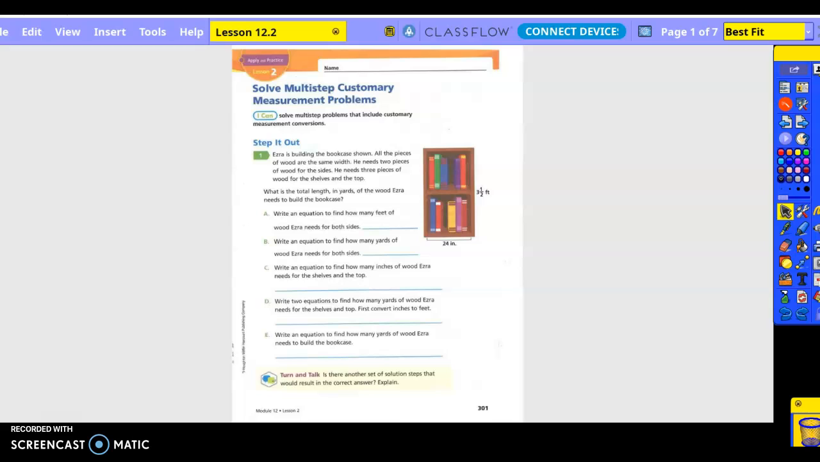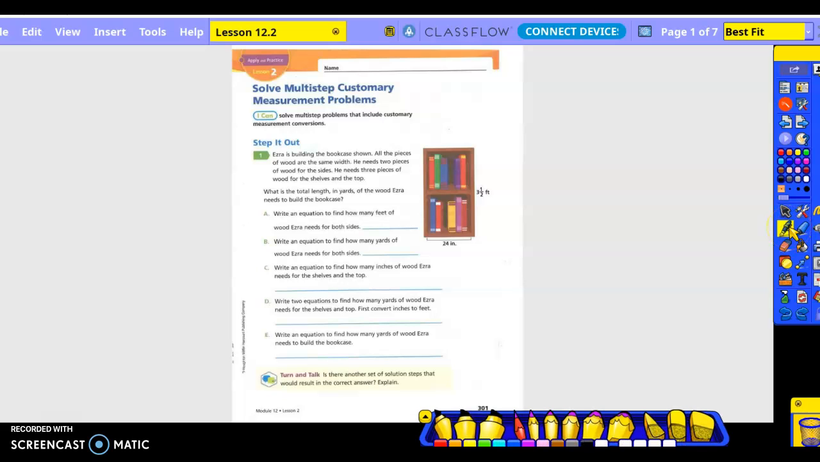Okay, so first of all, for both sides, what is the length for each side? 3.5 feet. So there's 2 of them, so we would have 2 times 3.5 equals, so that would also be 2 over 1 times 7 over 2, right? Which simplifies, so 7 over 1, which equals 7, so 7 feet, right?